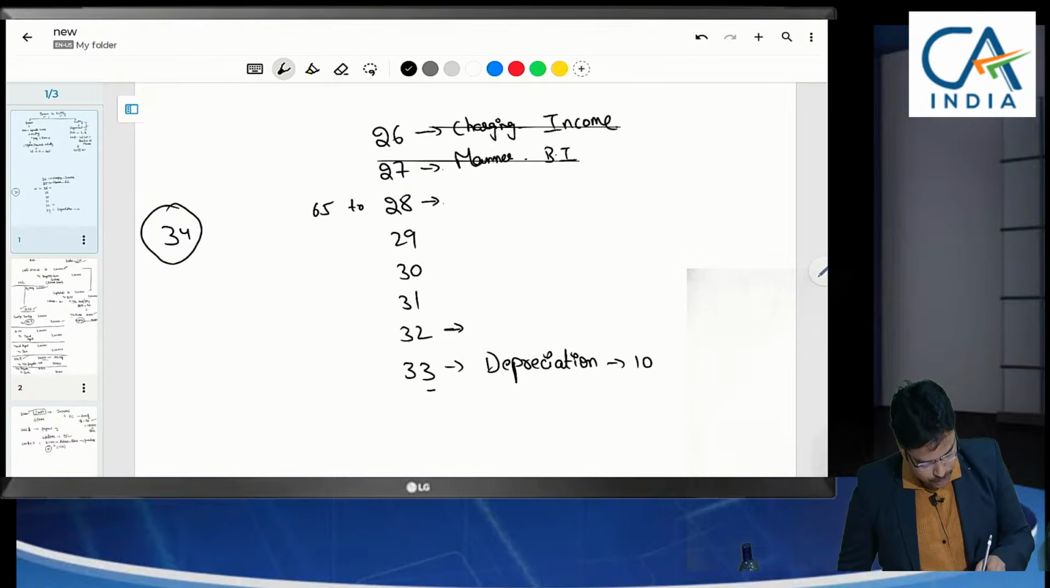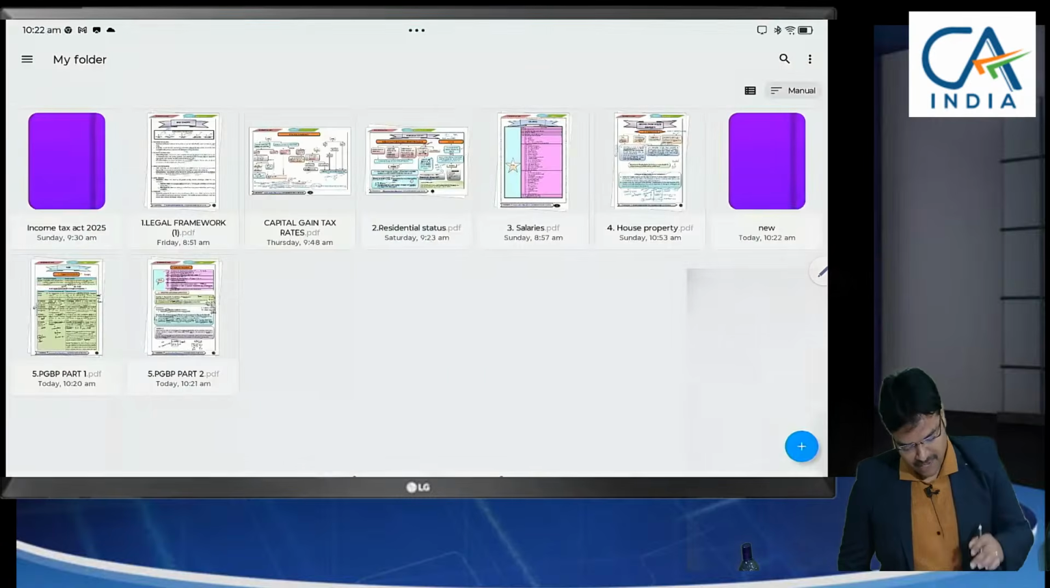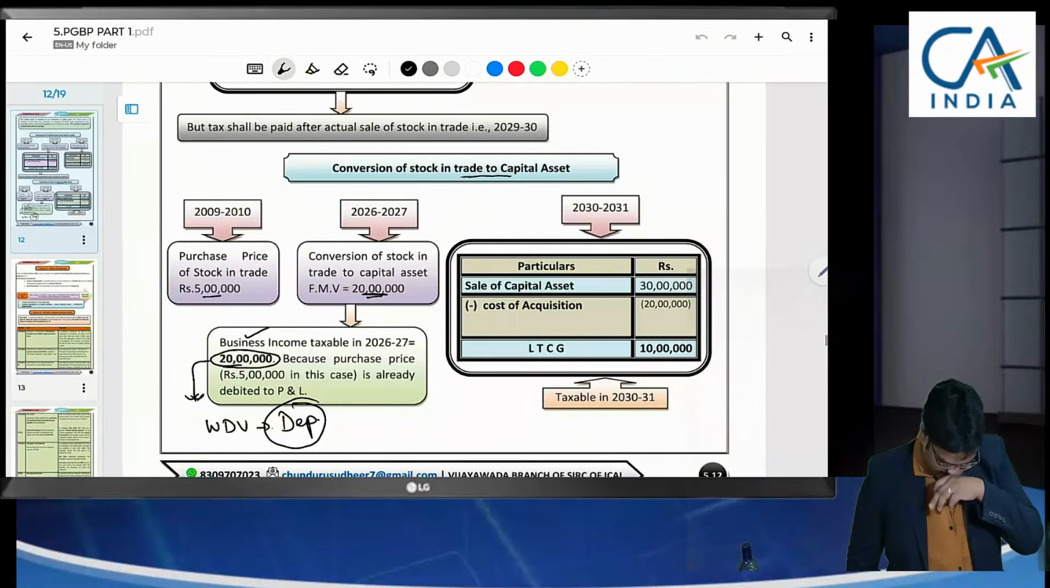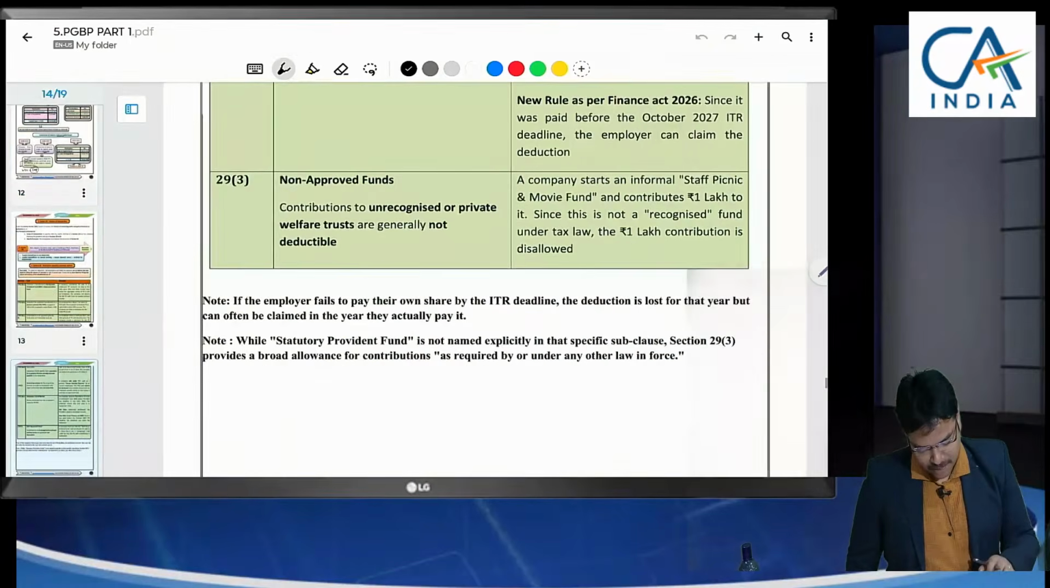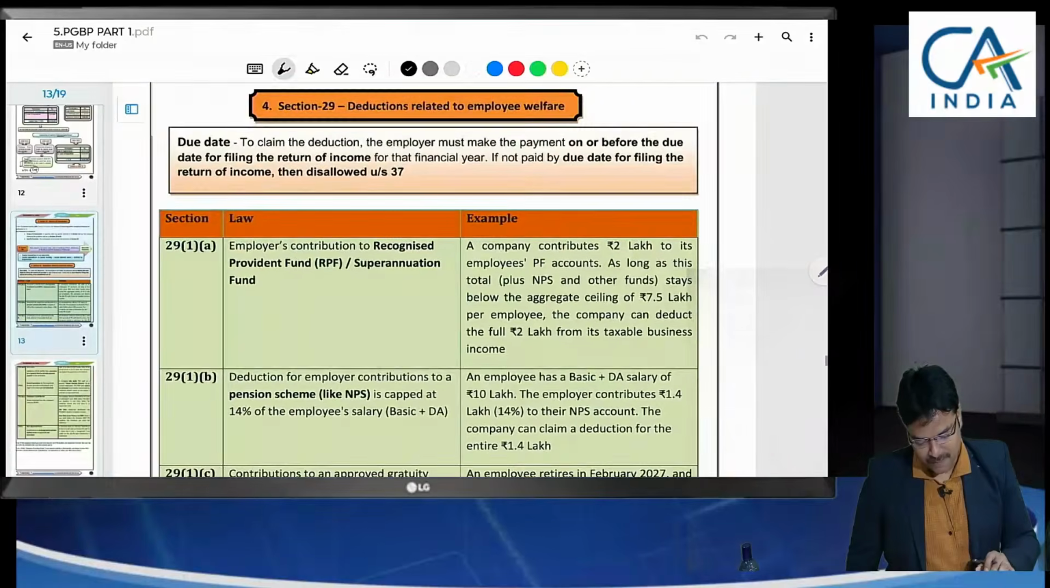Section 32, some special expenses were being given. I will show you, sir, do not worry, one by one. Yesterday we have already discussed, because the next section depends upon this one only, that is why I am explaining.